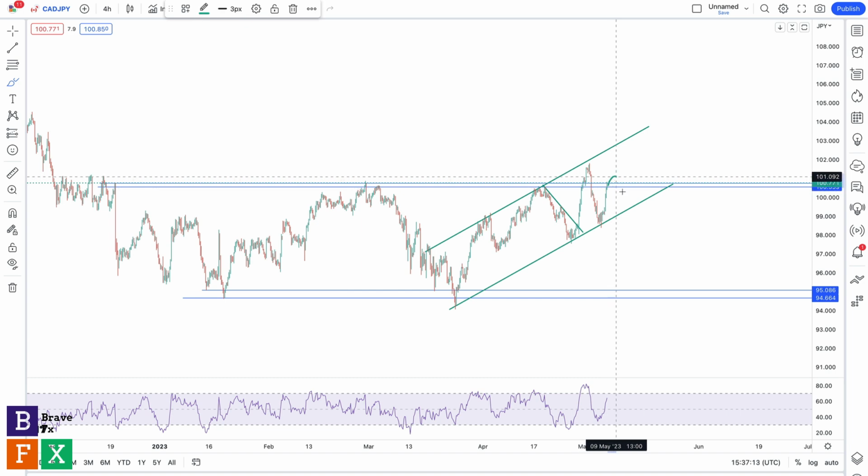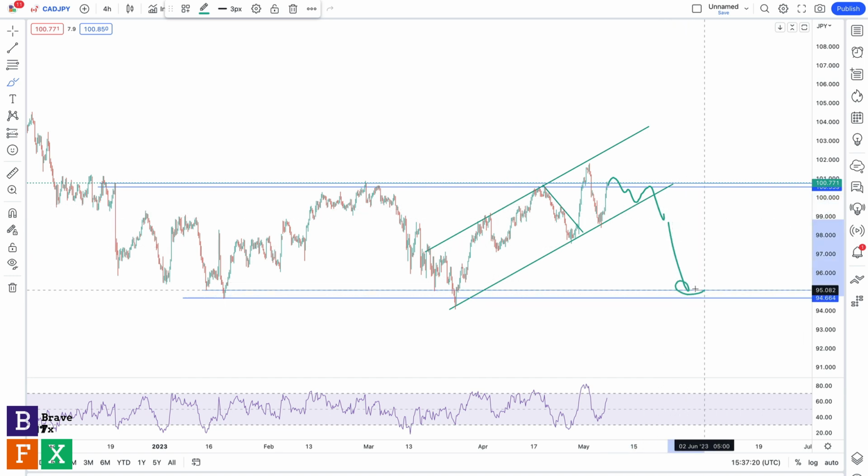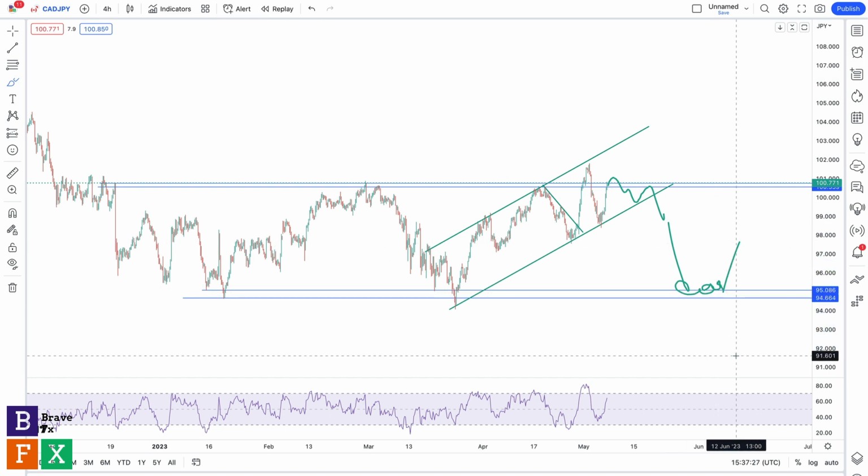So if we get something like this, consolidation and a clean bearish breakout, then I'm going to go short, aiming for these lows here, where I'm going to look for opportunities for either a long position or wait for a breakout for a short position. So this is how I'm going to trade CAD-JPY.